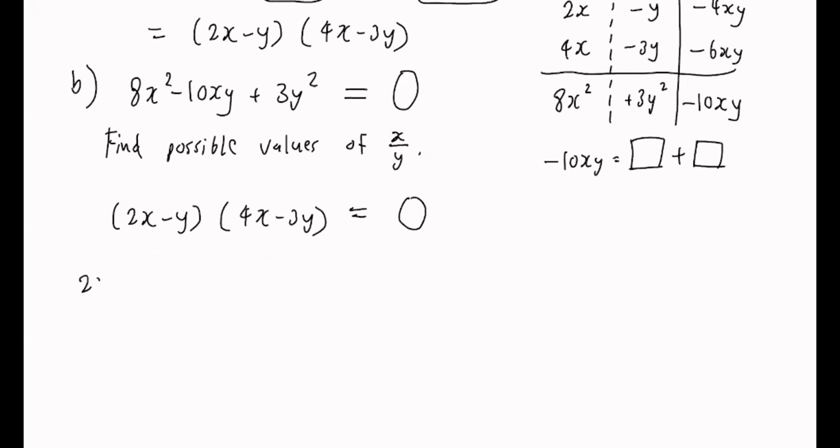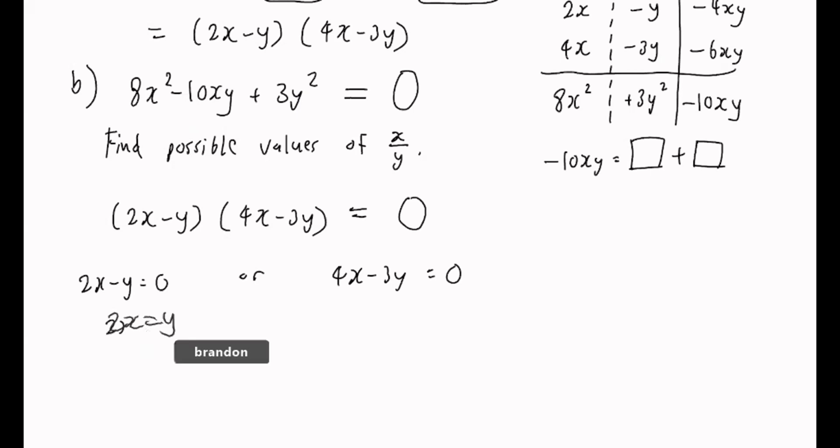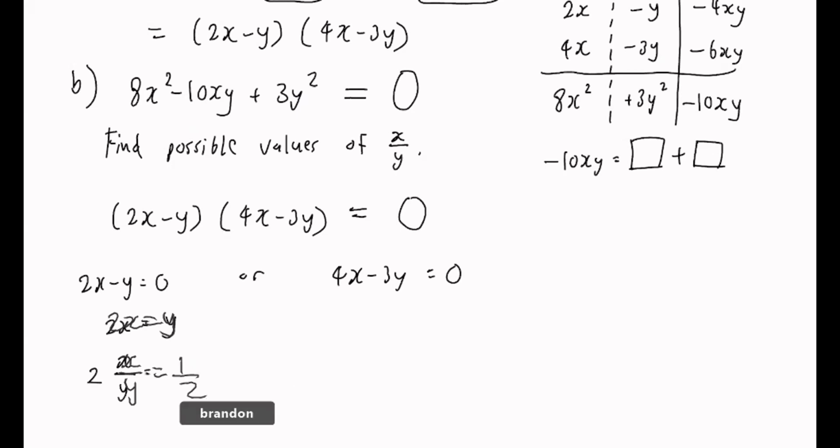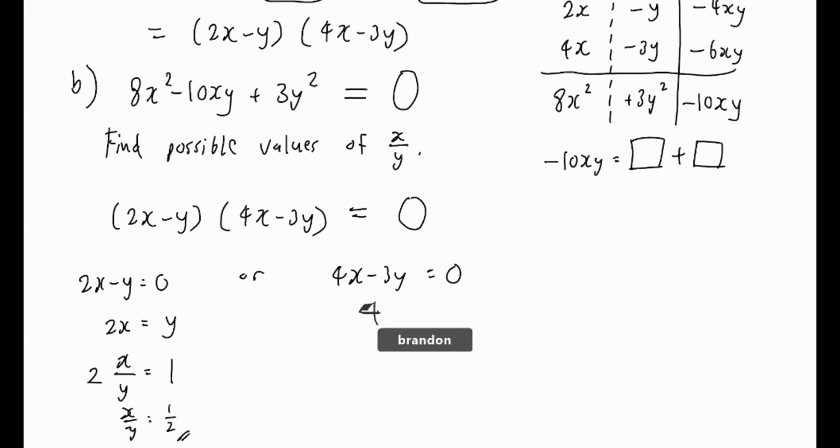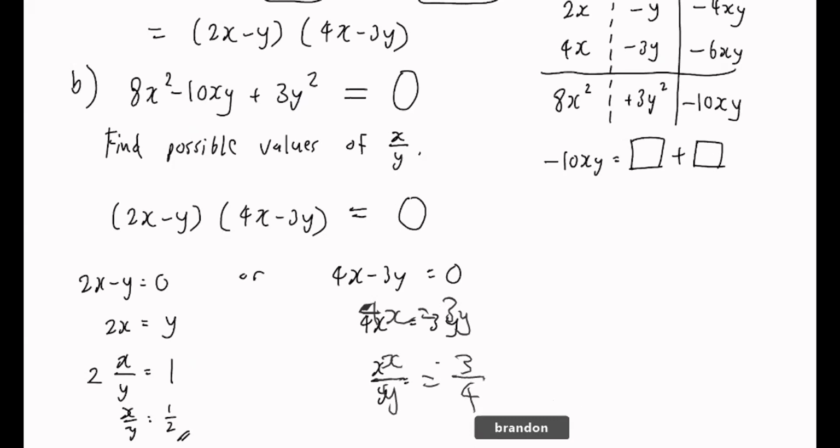So that means your first factor equals 0, or the second factor equals 0. Then you want to solve for x over y. For the left-hand side, bring the minus y over. You get 0 plus y, which is y. Divide by y. Don't forget the 2 in front of x. You get one half. Correct. How about the other factor? 4x equals 3y. x over y equals 3 over 4. Good. That's one way you can do it.